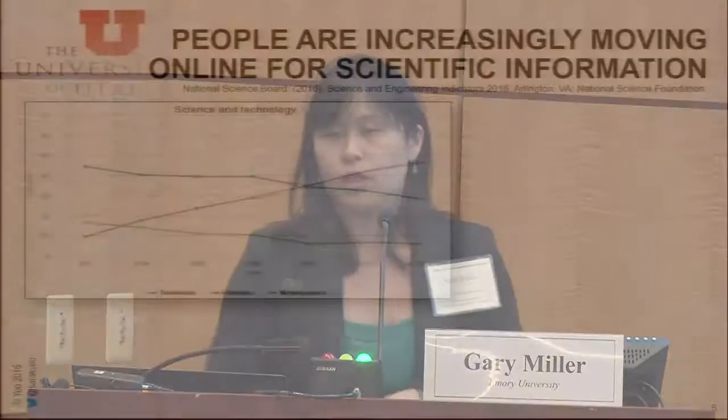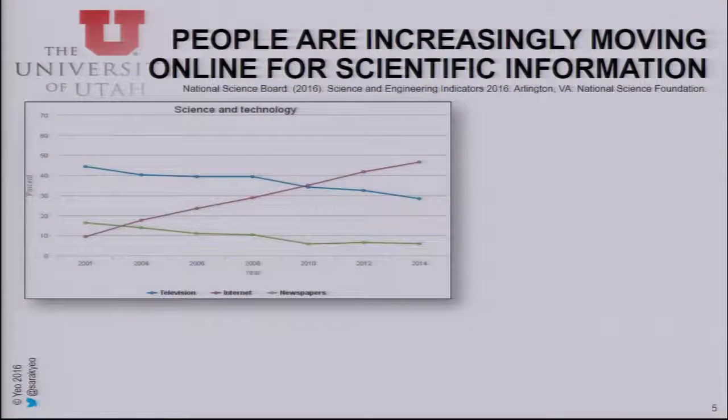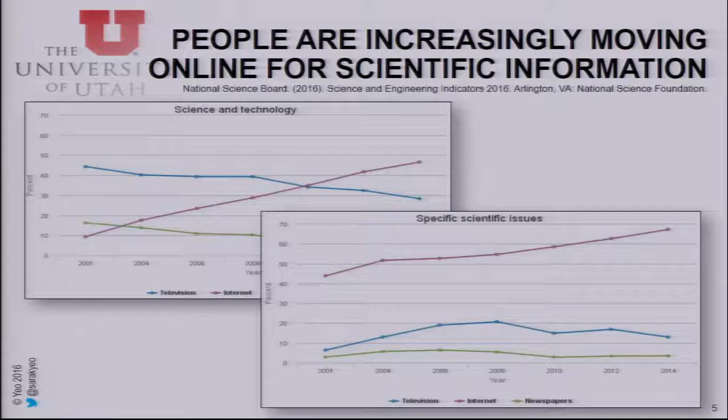And we know from data that people are increasingly turning to online spaces for information. These graphs are from a report of the National Science Board, the Science and Engineering Indicators. When we look at these trends, we see that most Americans turn to the internet for science. In fact, for specific scientific issues, it has been the most popular outlet for information. And in 2014, we had the highest percentage ever of Americans reporting going online: 67% of Americans go online for information about science.